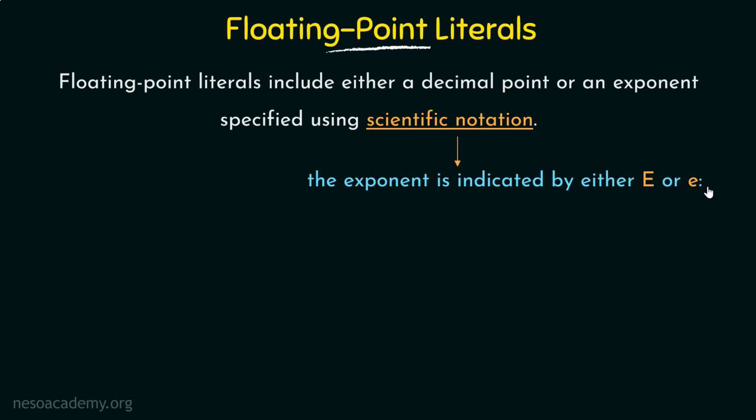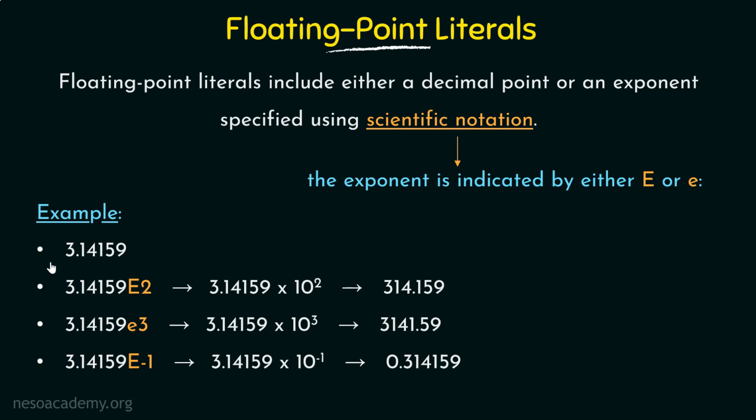So let's see some examples to understand this. Here, for example, these are all floating point literals. So I have a value 3.14159. So this is a normal floating point literal. Now here I have 3.14159 and I write E2 here. Now what is the meaning of this E2? We said that exponent is indicated by E. Now E2 actually means this value times 10 to the power 2.